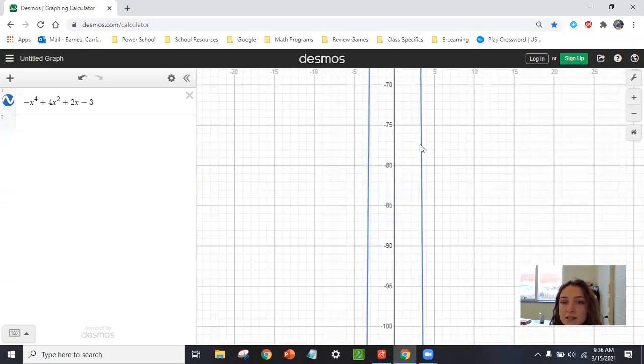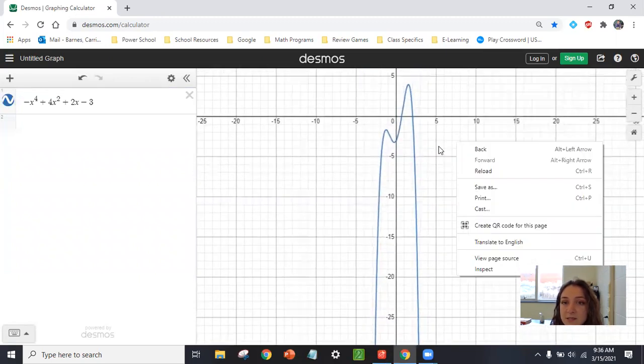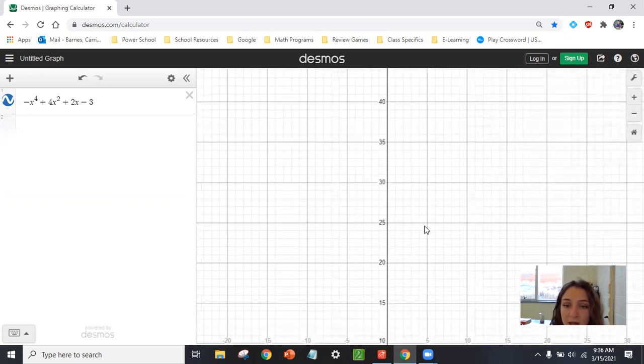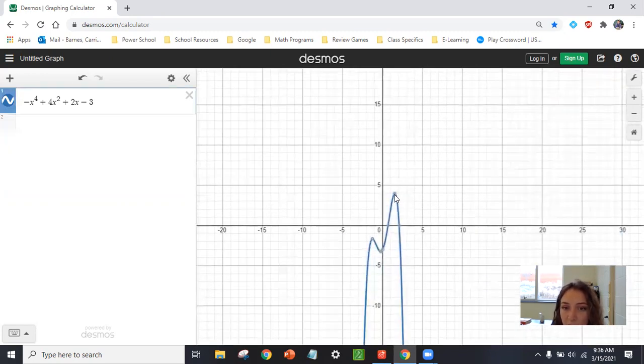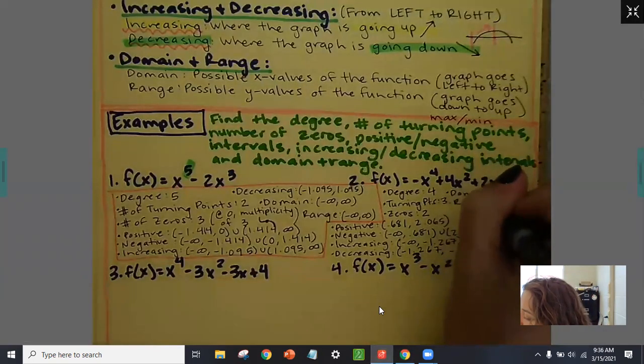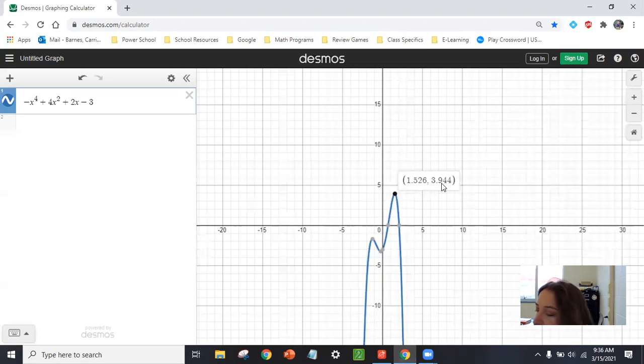So let's go look at positive infinity. Okay, it's existing, it's existing, it's existing, and now it doesn't exist anymore, right? It just stopped. And where it stopped was right here at this point, and we only want to look at the y value because the range is our y value. So from negative infinity to 3.944.